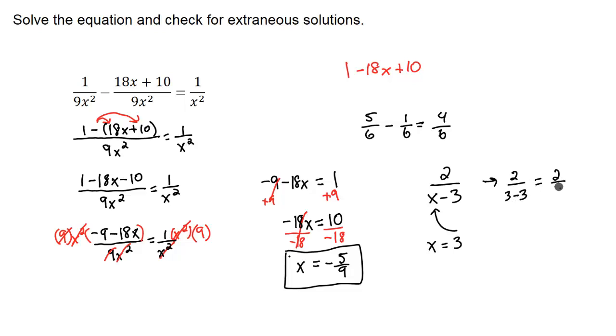That would reduce to be 2 over 0. And we cannot divide by a 0, so we would say that this x equals 3 is an extraneous solution because we solved the equation and we got x to be 3, but once you plug it back in, it doesn't make sense because we can't have a 0 in the denominator.